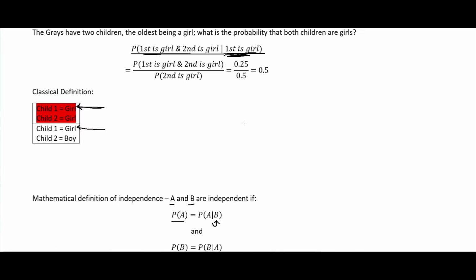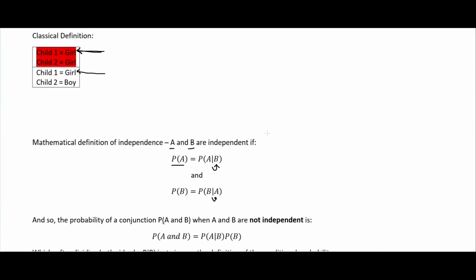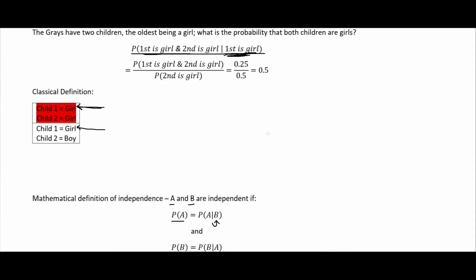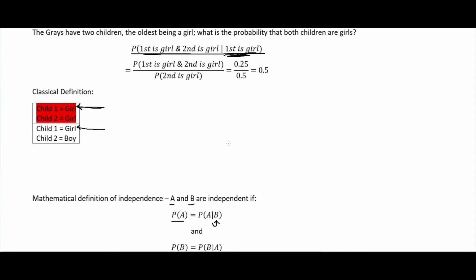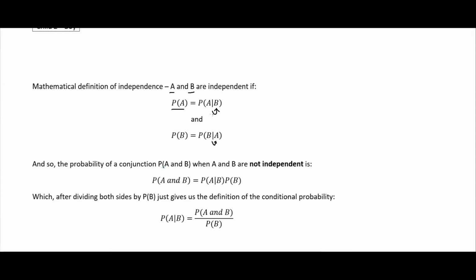So in the example up here, if we are saying that the probability that the second child is a girl, which is our A, given that the first child is a girl, which is B, well, we wouldn't be able to change A. It would just be the same as the probability of A. It would still be 0.5, and so that's why we say that they are independent.